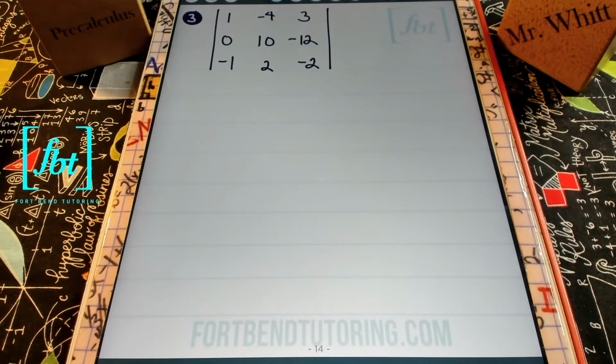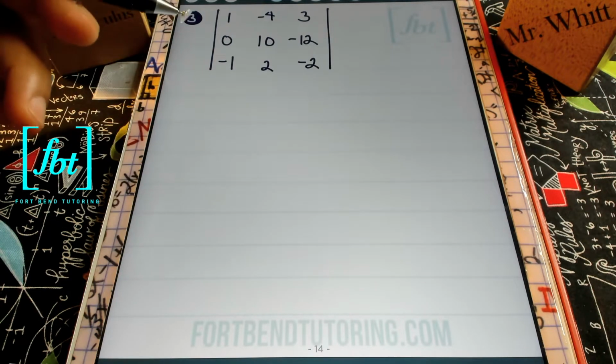All right, so for problem number 3, notice that we have a 3x3 matrix, and what I'm looking for is the easiest way to get a triangular matrix, guys. That's all I'm concerned with. No more, no less. What's the fastest way to get a triangular matrix?